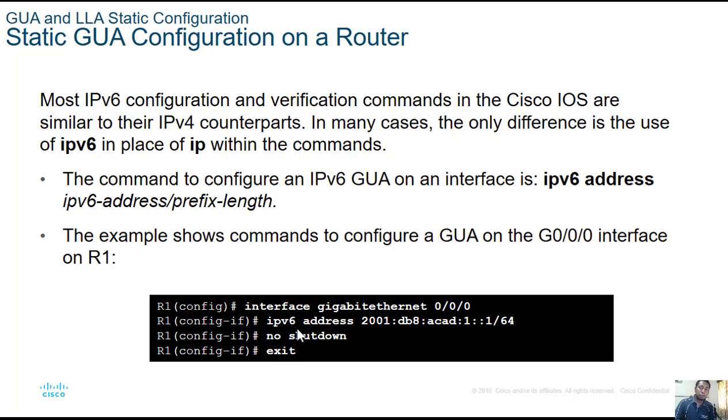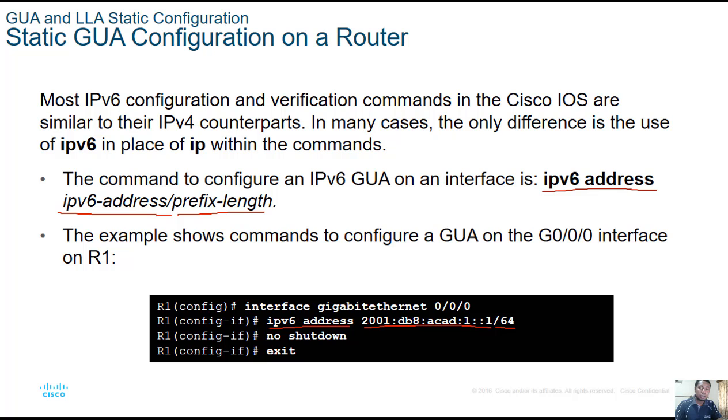So when you're configuring an IPv6 GUA address on an interface, you have the command ipv6 address, and then you type the 128-bit address in hexadecimal format, and then you put the subnet mask, which in IPv6 is known as the prefix length. So here's a good example: ipv6 address, then your address and your prefix length, with no space in between. Okay, so let's take a look at one example here.